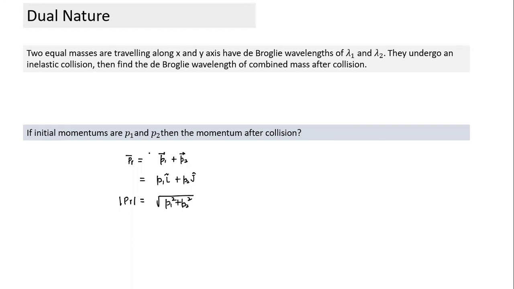Can I write now P1 and P2 in terms of lambda 1 and lambda 2? The resultant momentum, h by the resultant lambda, will be equal to root of (h by lambda 1) square plus (h by lambda 2) square. This is the equation. So the resultant lambda: 1 by lambda square is equal to 1 by lambda 1 square plus 1 by lambda 2 square. And you can have some variations of the similar question.